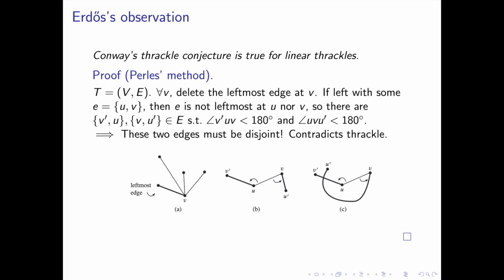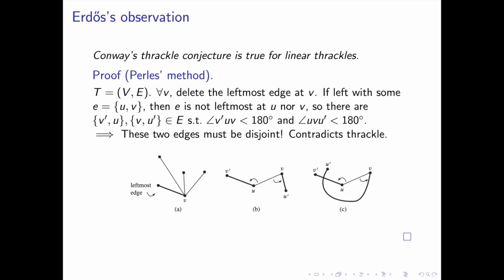Misha Perles is a living mathematician who's a professor emeritus at the Hebrew University of Jerusalem. Perles provides what is considered the most elegant proof of the observation. Consider a linear thrackle G and call V a pointed vertex if you can draw a line through V such that all edges incident to V are on the same side of the line, in other words, in the same half plane. For each pointed vertex V, delete the leftmost edge, where the leftmost edge is the first in the clockwise order, starting at the half plane around V, that's given by that line I just mentioned. See part A of the figure for a visualization.